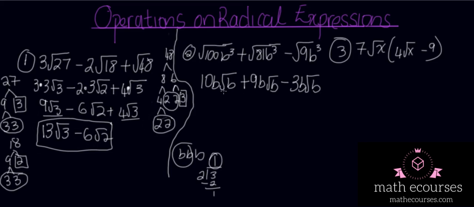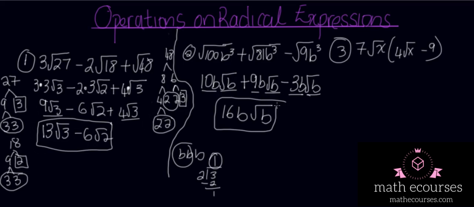Now, do I have like terms? For this one, you have 2 different types of like terms. So first, I have square root of B, square root of B, square root of B. That's good. But we also have variables outside. The variables have to be the same. Remember, when you're adding x's or y's, you have to have the same variable. So here I have 10b plus 9b minus 3b. So yes, I can combine this whole problem. 10b plus 9b is 19b. 19 minus 3 is 16b. And then you keep your radical the same. That's my final answer.